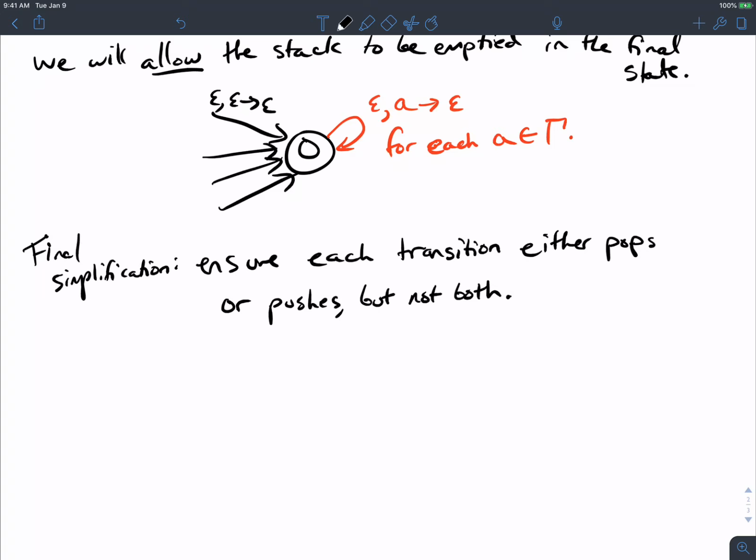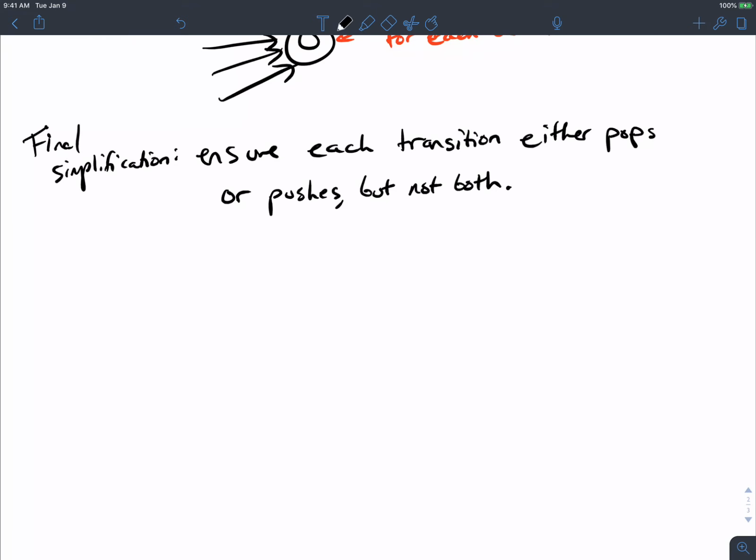Well, can I actually do this with an arbitrary PDA? If we have a transition that just pushes and doesn't pop, do we need to modify that? No, that's fine. If it pops but doesn't push, I think that's okay too. But if it does both, we definitely need to do something about that. So let's just say we have a transition like we read an A, pop an X, and push a Y. So that could be a transition that happens.